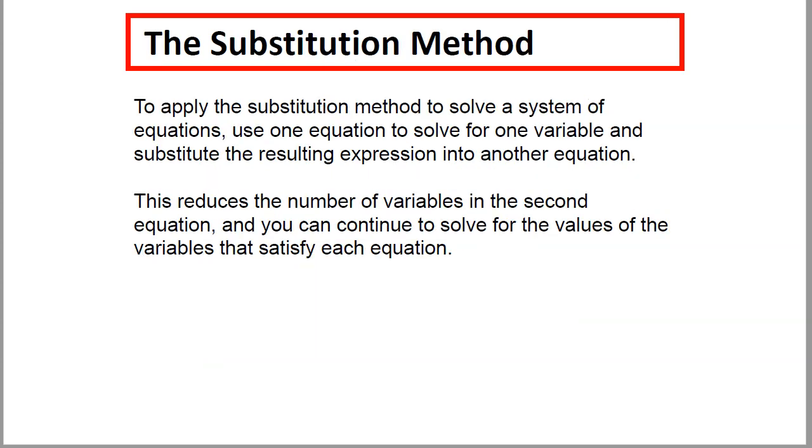To apply the substitution method to solve a system of equations, use one equation to solve for one variable and substitute the resulting expression into another equation. This reduces the number of variables in the second equation, and you can continue to solve for the values of the variables that satisfy each equation.